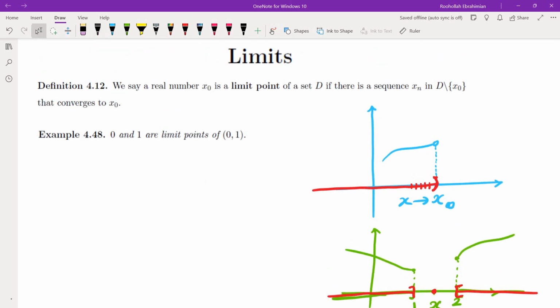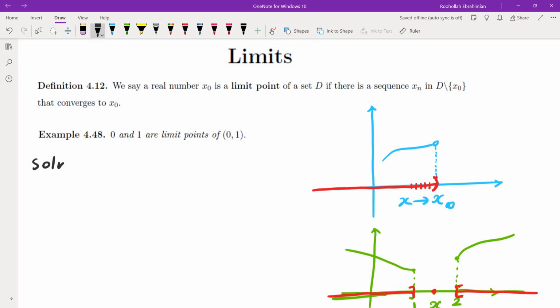We say a real number x naught is a limit point of a set D if there is a sequence xn in D minus x naught. So there's a sequence inside the domain excluding x naught that converges to x naught.